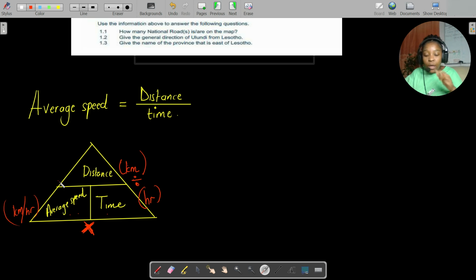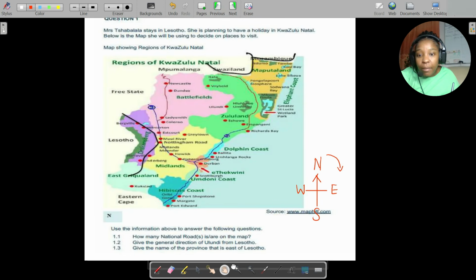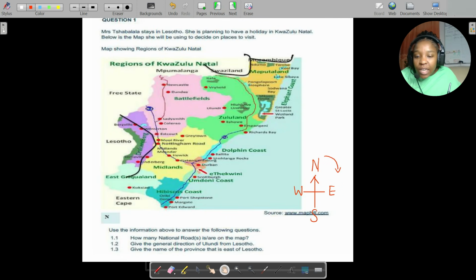So that's basically how it works. But if you watched that BMI lesson, this should be easy for you. That's just what you need to be able to do: work with that formula, work with the compass direction, and analyze a map in general. So let's quickly answer the questions given to us there.